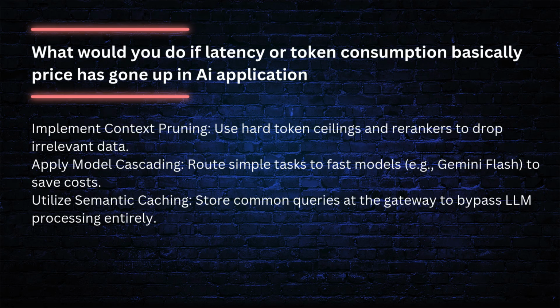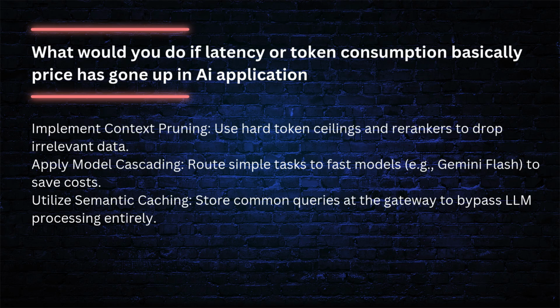What would you do if latency or token consumption, basically price, has gone up in an AI application? When cost and latency spike, it usually means the system is processing too much raw data or relying on an overly heavy model for simple tasks. Implement a hard token ceiling on retrieved context and apply a re-ranker model to drop low scoring data chunks entirely.